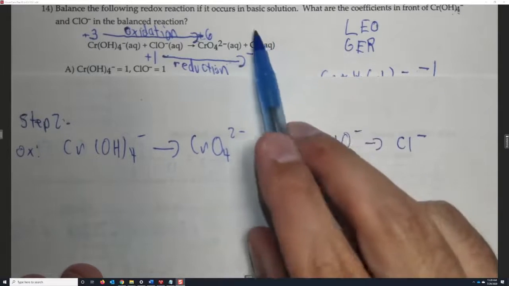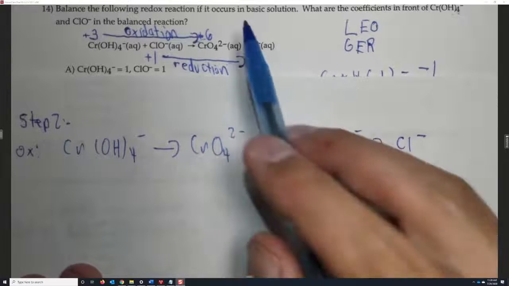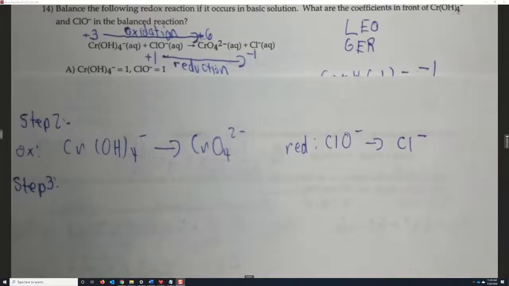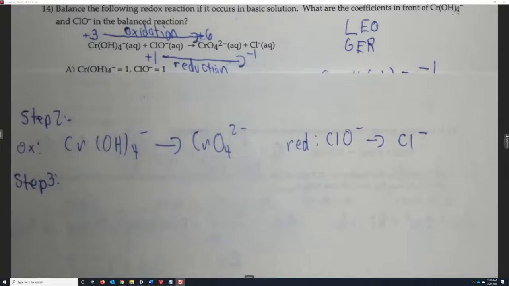Now the last thing we need from this question is that this is in basic solution. So step 3 is to balance the mass, or make the number of elements on both sides equal. In order to do that, we're going to first assume that it's in acidic solution, and then we're going to fix it being in acidic solution by adding OH minus.